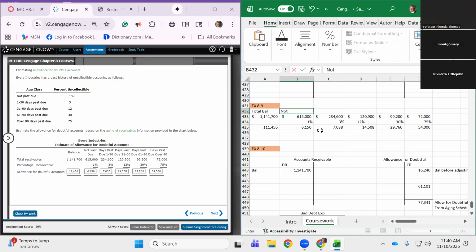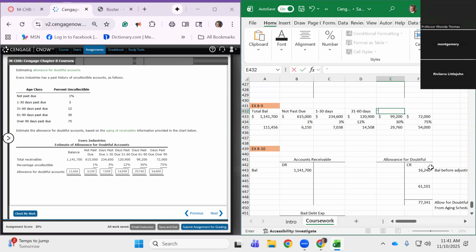This is not past due, not past due. This is 1 to 30 days. Okay, 1 to 30 days. This is 31 to 60 days. So let me put these in just so you get the best picture you can of this. So this is 31 to 60 days. That way you can see them.